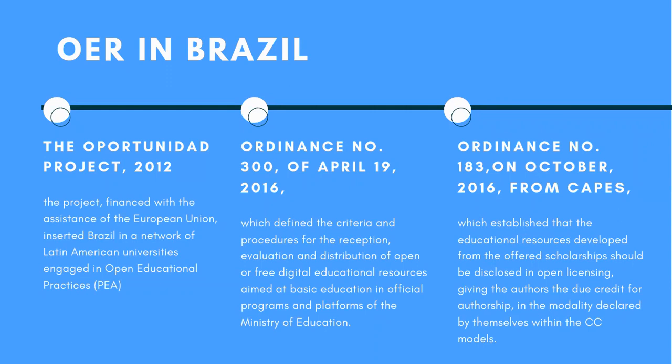In the same year was established the Ordinance number 183 in October 2016 from CAPES, which established that the educational resources developed from the offered scholarships should be disclosed in open licensing, giving the authors the due credit for authorship in the modality declared by themselves within the Creative Commons models.